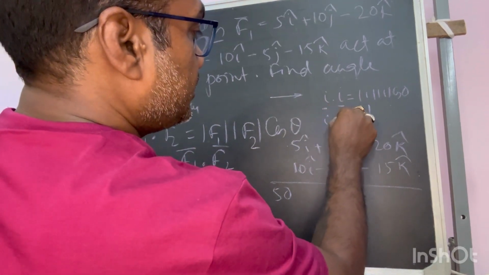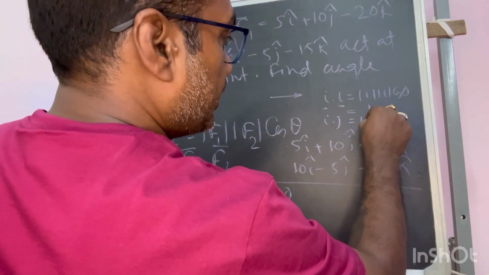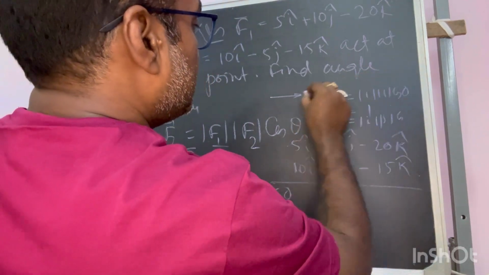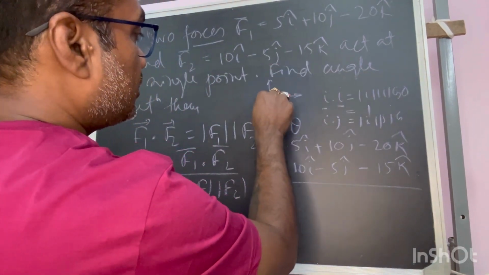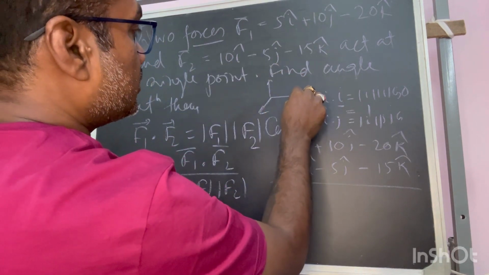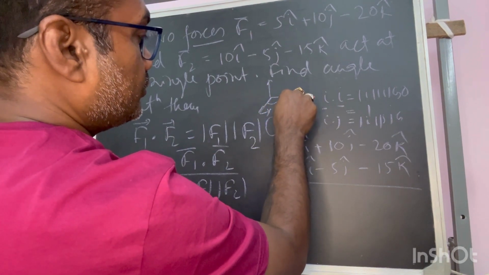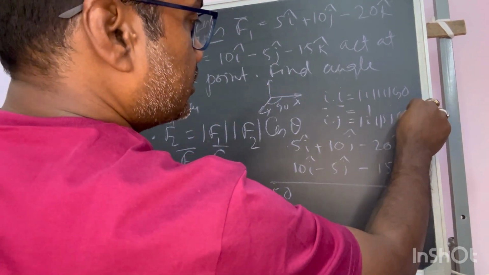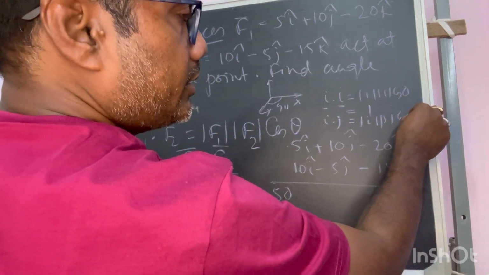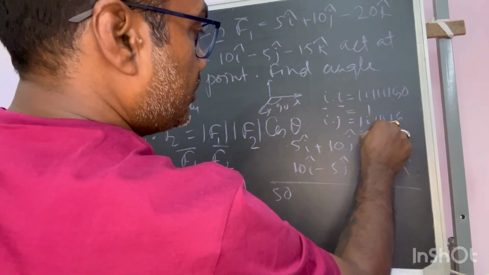If I see two dissimilar unit vectors, that will give you i, j, and cos of the angle between i and j. As you know, i and j are not in the same direction. Two unit vectors of different axes act with an angle of 90 between them. So the value will be cos 90. So cos 90 is equal to what? 0. So any dissimilar unit vectors will give you a resultant of 0.